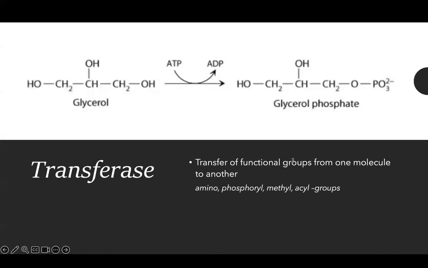Next, we have the class of transferases, also in the name, transfer functional groups from one molecule to another. So for example, we have hexokinase here, which transfers a phosphate group with the help of an ATP molecule. So we get glycerol, and we add a phosphate group, and we get glycerol phosphate. Other possible groups that can be transferred are amino groups, methyl groups, acyl groups, and so forth.